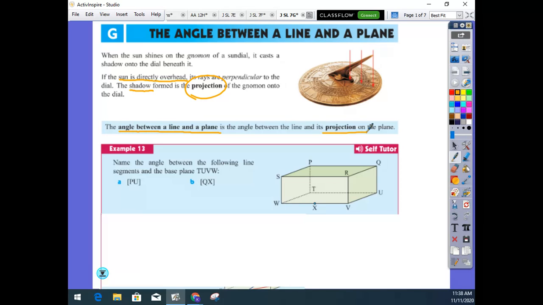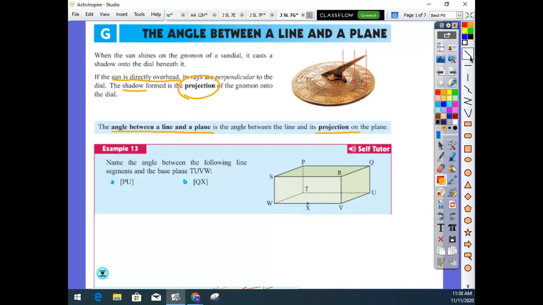All right, so let's first start with just finding the projection and what the angle would be that we would look for. First of all, we're going to connect P to U. Now notice this is kind of on the back.